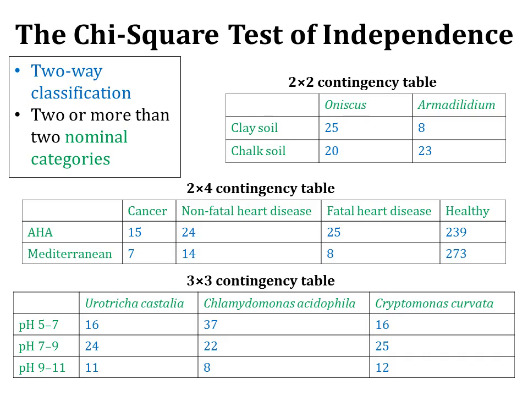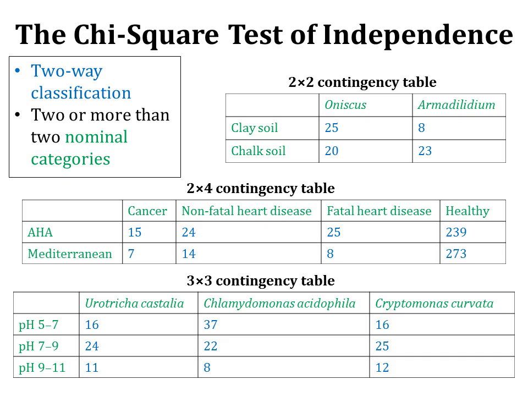And then we have our last column, which is the Cryptomonas curvata. So 16 is the number of Cryptomonas curvata in the pH range of 5 to 7. 25 is the number of Cryptomonas curvata in the pH range of 7 to 9. And 12 is the number of Cryptomonas curvata which are found in the water with a pH in the range of 9 to 11. So these are the contingency tables.